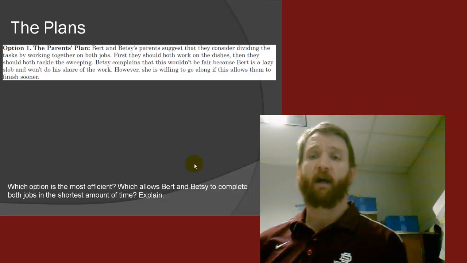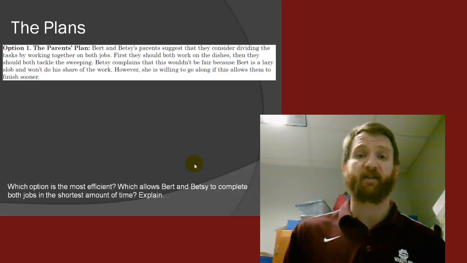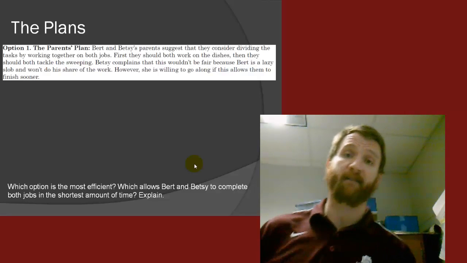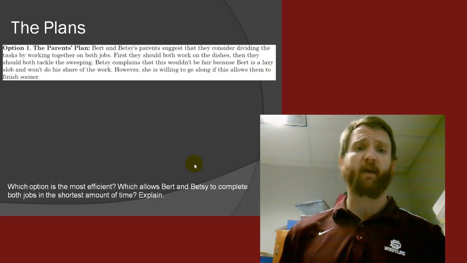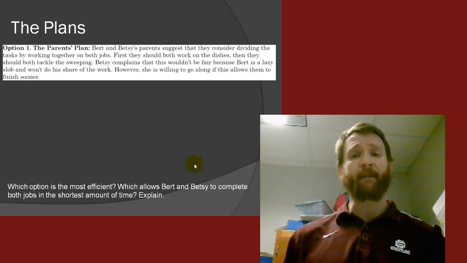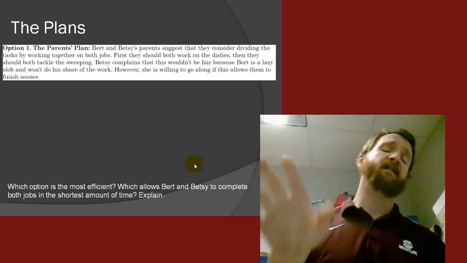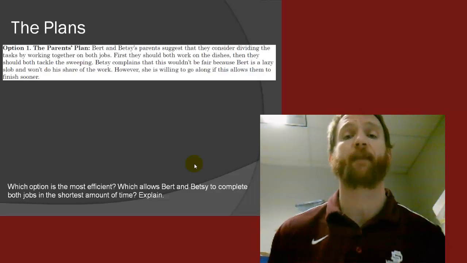Parents suggest that they consider dividing the work up. Okay? They divide the work task and work together. So first they do the dishes. And since they only have 1 load of dishes, that's going to take them 20 minutes. Okay, so that's going to take some dishes, 20 minutes. Then they both do the sweeping. They tackle the sweeping. Well, since they're working together and there are 3 loads, that's going to take them 45 minutes to do that.